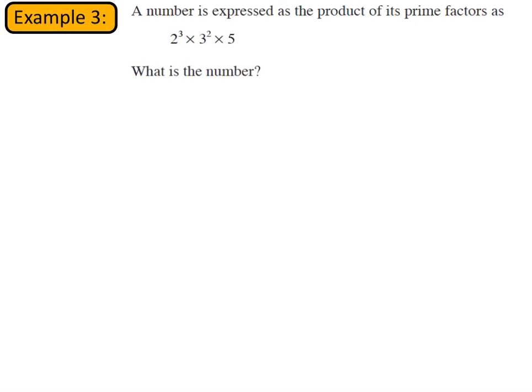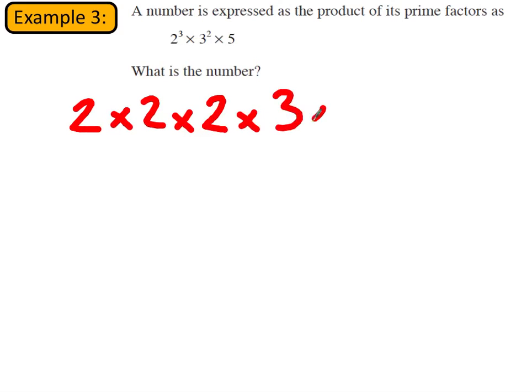Now, in this final example, we've got this whole concept working backwards. They're giving us the prime factors. There it is, 2 cubed times 3 squared times 5. They're asking us what was the original number. So we've got to do some calculations now. So 2 times 2 times 2 times 3 times 3 times 5.